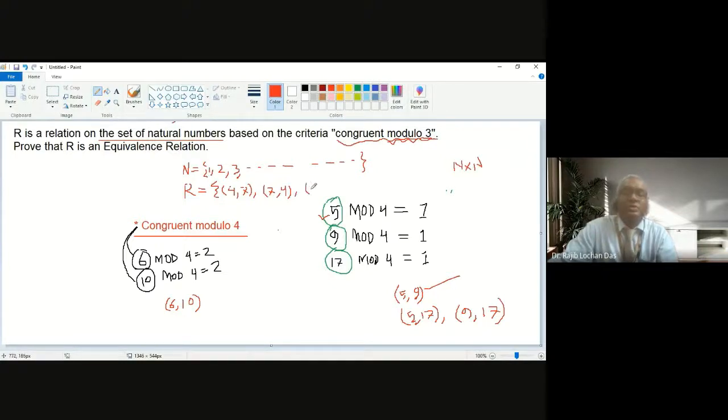So you can also write 1, 4. You can also write 4, 1. You can also write many different examples. You can also write 1, 10. You can also write 4, 10. You can also write 4, 16. Is that okay? Do you understand? Do you understand me now?